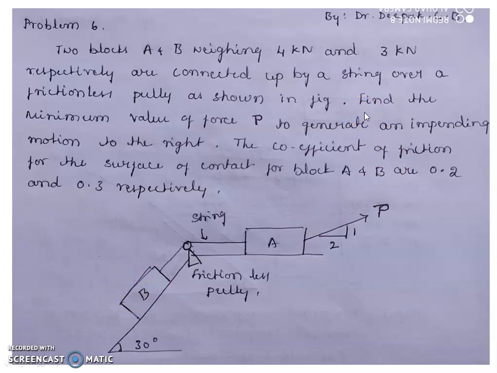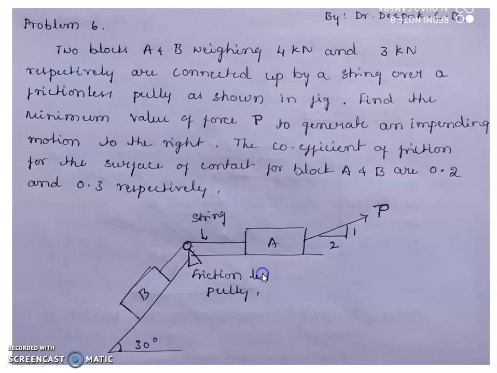Next, what we have to find, we'll see. Find the minimum value of force P. This is the force P. Minimum value of P to generate an impending motion to the right. That is, block A should move towards the right. What will be the P required? We have to find. For that, the coefficient of friction for the surface of contact for block A is given. It is 0.2, and for block B it is given 0.3. This is the coefficient of friction between block and surface.